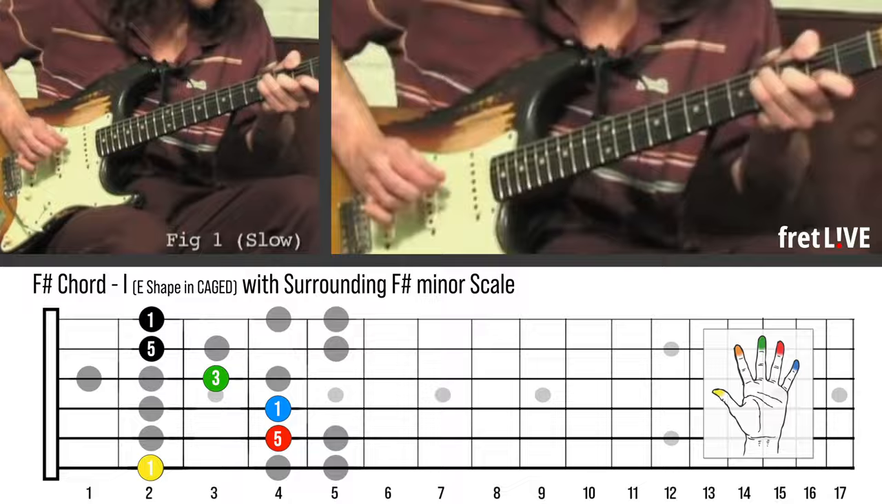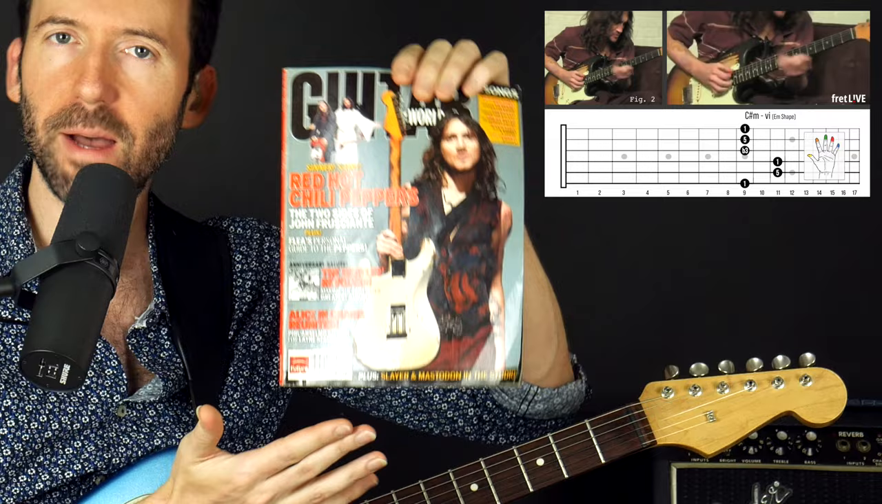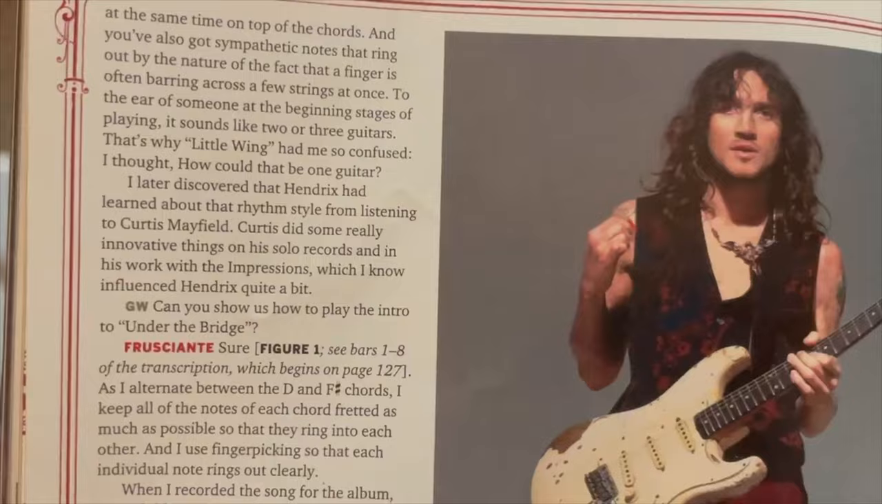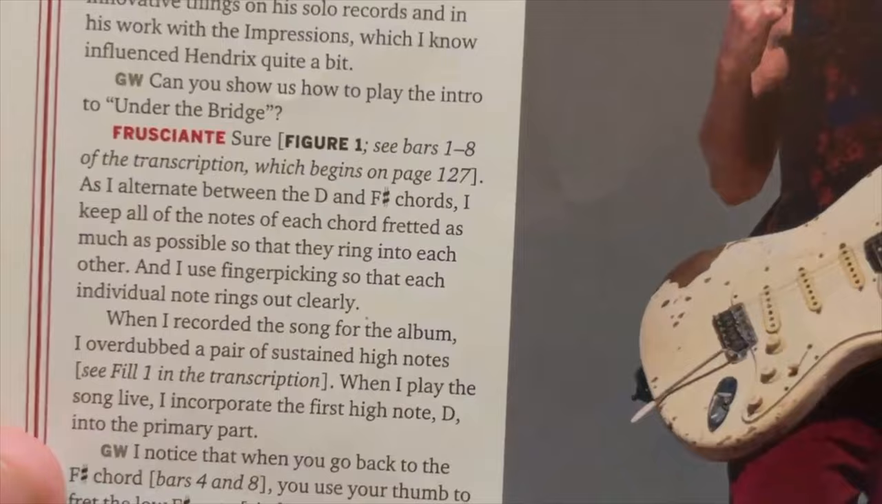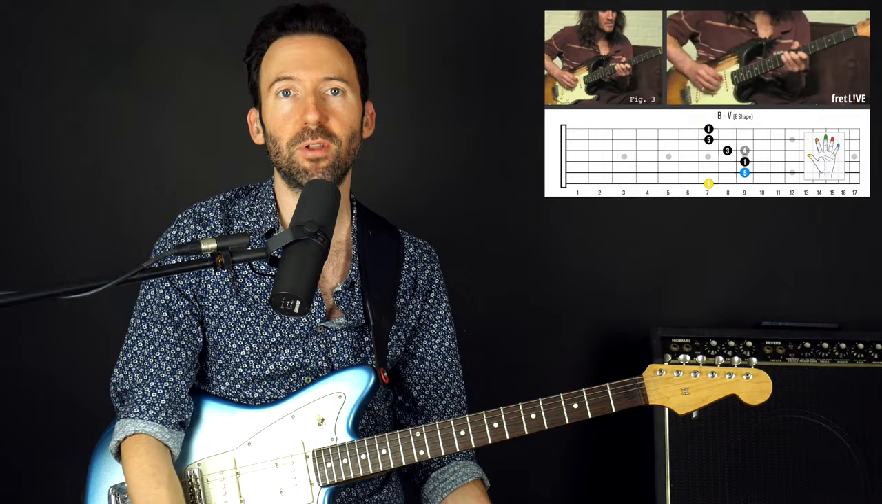I hope you're enjoying this playthrough of Under the Bridge by John Frusciante that he did for the July 2006 issue of Guitar World. I managed to track it down on eBay. And in it, he actually talks a little bit about each section of the song, which isn't in the video. So after his full playthrough, which is like 4.5 minutes with our fretLIVE animations to help you understand what's happening on the fretboard, we're then gonna go in depth on each section. I'll read you what John had to say. We'll go more in depth on some of the techniques at play, the theory, the chord progression.